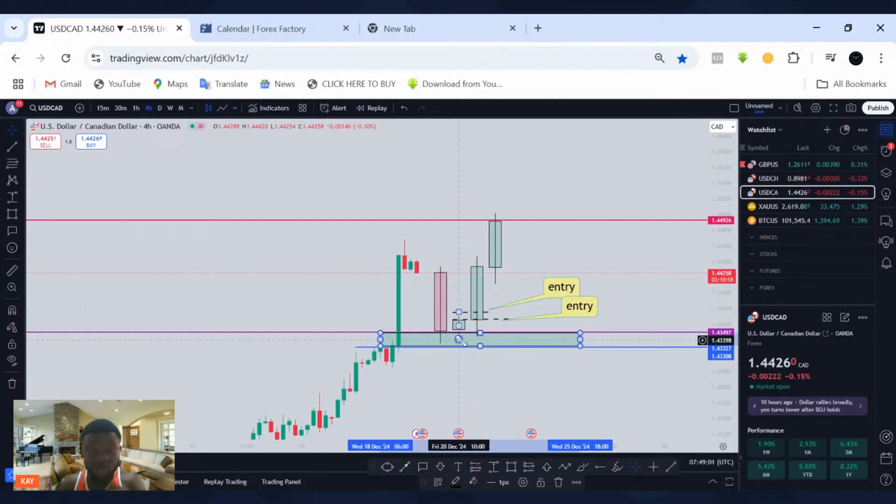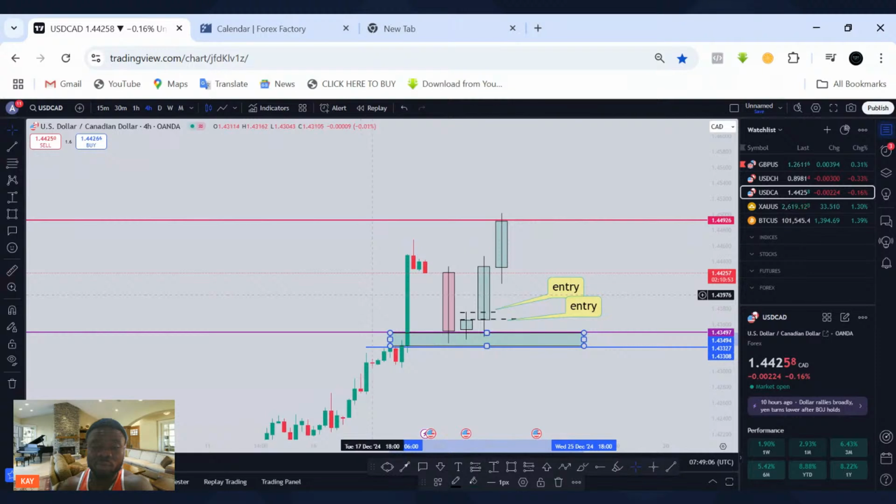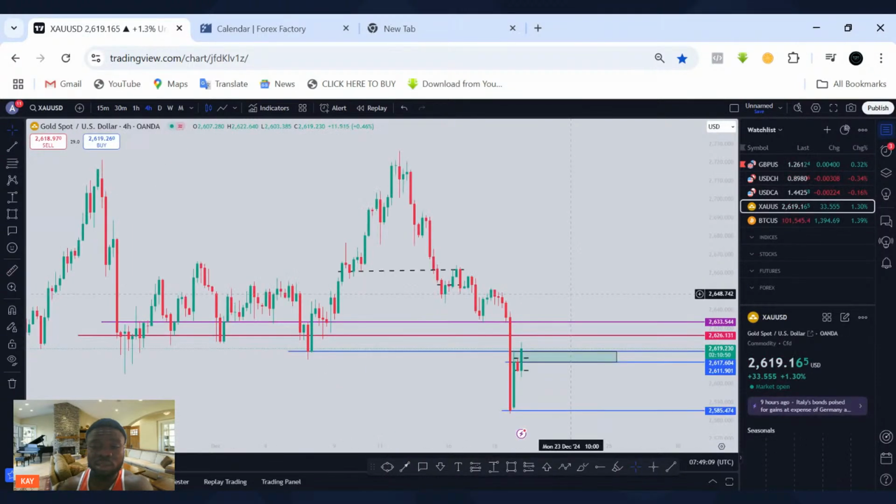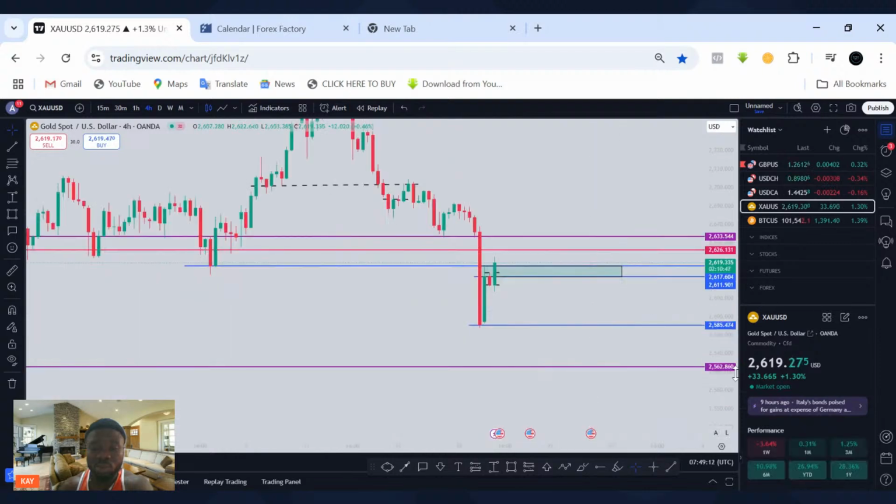Yeah, so as I'm saying, this is the level I'm expecting price to get to. Then it will bounce back and move up again. So that's what I'm expecting on USD CAD.